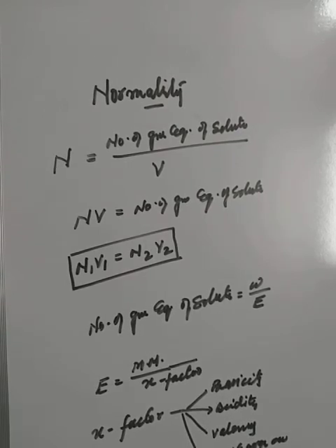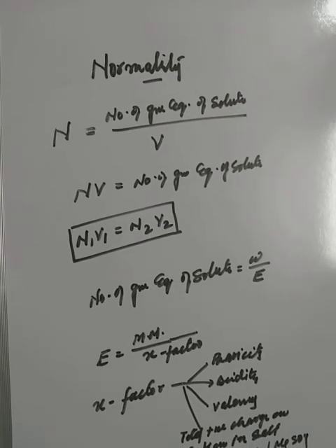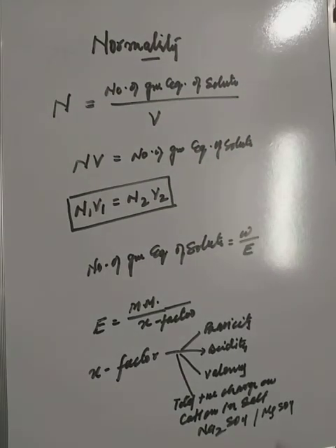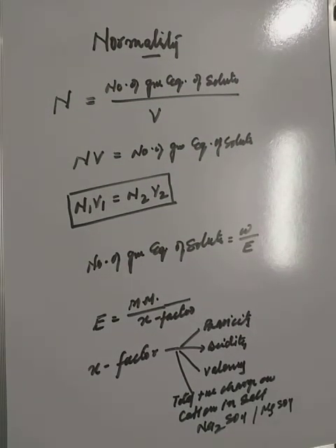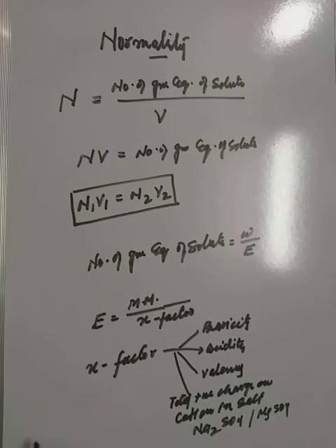If a salt is given, suppose Na2SO4, then what will be the X factor? It will be 2, positive charge 1 on each sodium ion. So you will take 2 as the X factor for Na2SO4, and for MgSO4 you will again take 2 because magnesium has 2 positive charge.